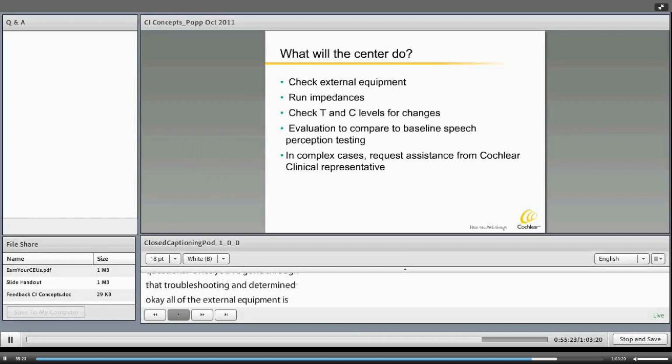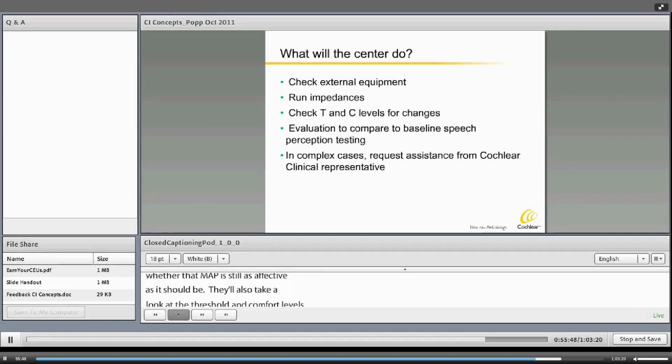So I'm actually going to skip through these slides to get to the last section so that we can still have a few minutes for any additional questions. Once you've gone through that troubleshooting and determined that all of the external equipment is fine, and we've eliminated all of the other variables, I really do think this is a mapping change that needs to take place.